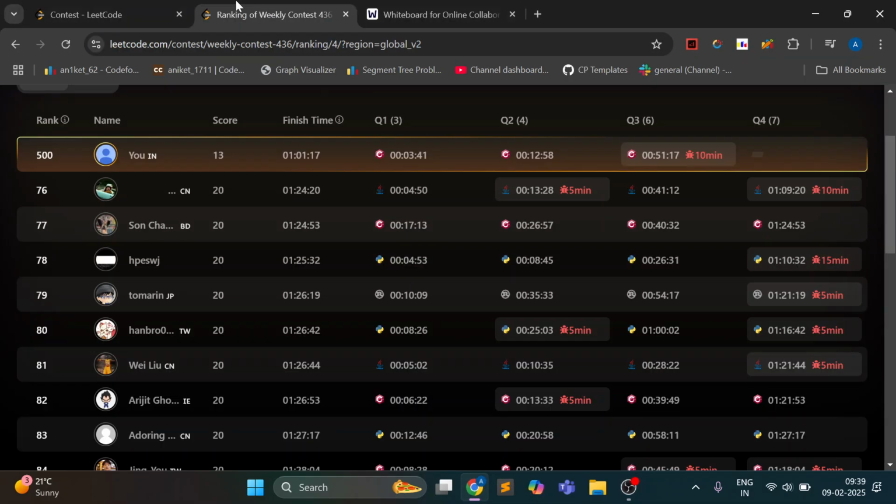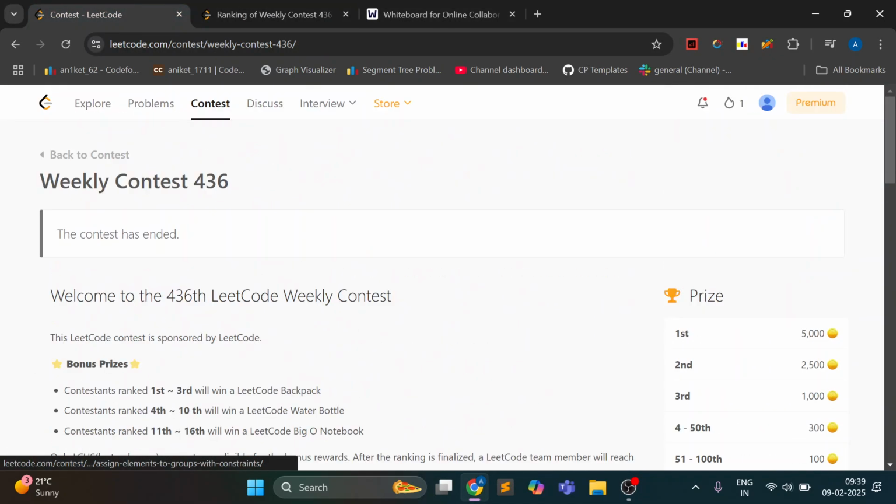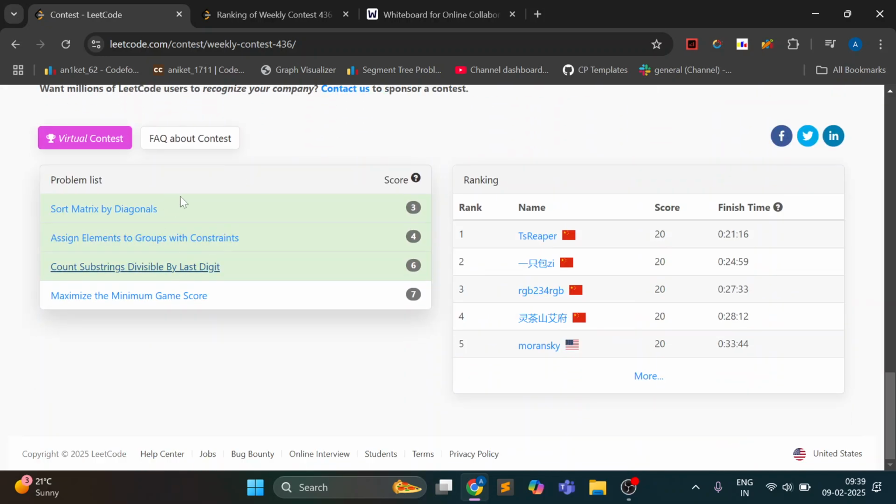So today we are going to discuss the editorial for weekly contest 436, and as you can see I was able to solve the first three problems. I'm very close to solving the fourth problem, but I was not able to solve it during the contest, so we will not discuss the solution for that question also.